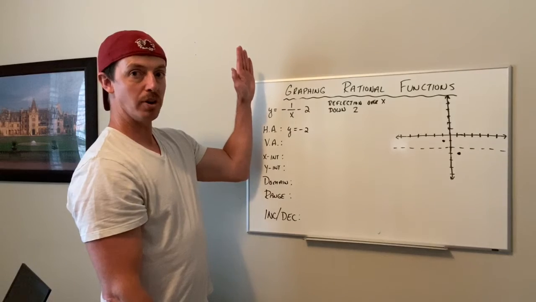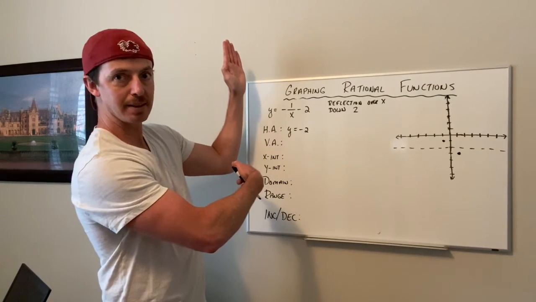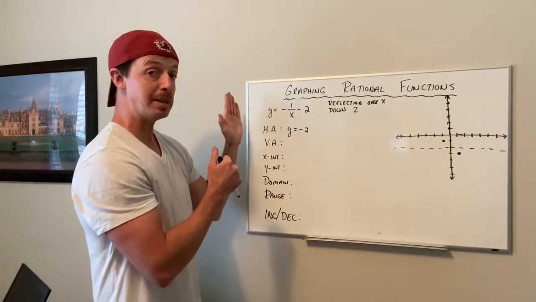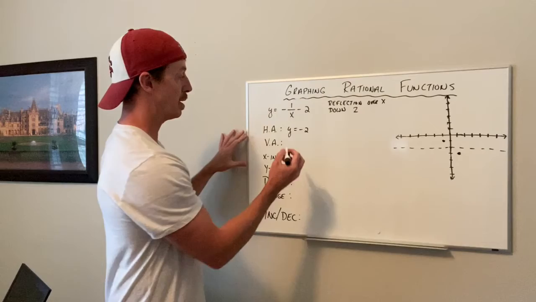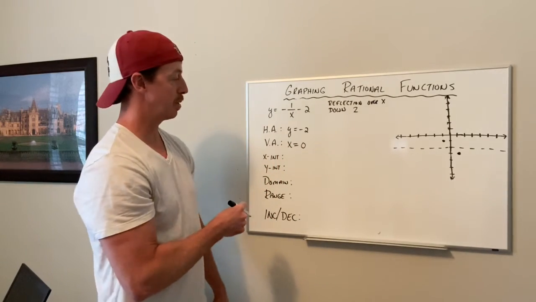Whereas if you take a vertical asymptote, you reflect it over the x-axis, that's not going to do anything. That's still going to be the same line. And then if you shift it down 2, that's not going to do anything. It's still going to be the same line. So my vertical asymptote stayed at x equals 0.